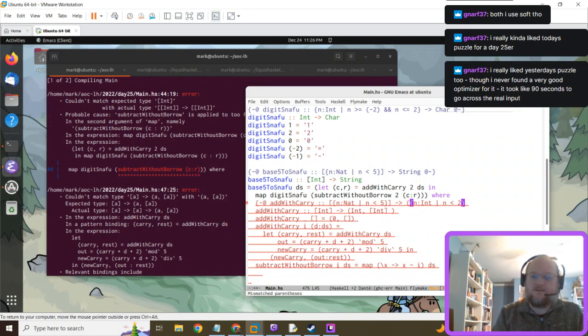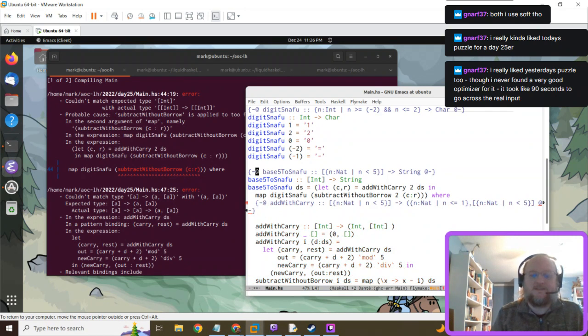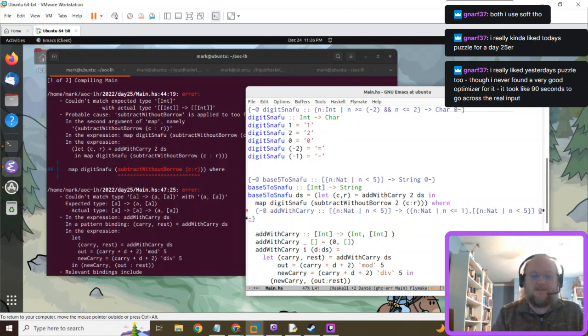n less than. All right, what's our maximum carry? It should be 1. 5 plus 2 plus 1 can't be 10. And a list for original type. So we should probably have defined a type for this. All right, let's do that.